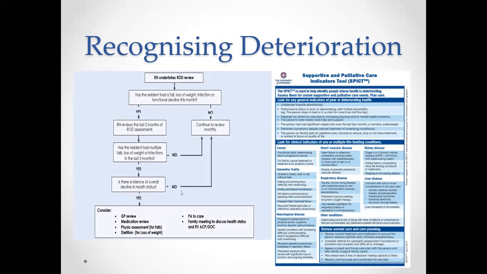Here we have two examples of tools that could be used at your facility to assist in recognizing deterioration in your residents. On the left, you can see a resident of the day review is used to prompt consideration of medical review and conversations around goals of care with a resident or family. The supportive and palliative indicators tool, or SPICT, on the right highlights specific indicators of deteriorating health in your residents, such as falls, reduced appetite, deterioration in activity of daily living independence, increased infections, and increased hospital admissions, for example.